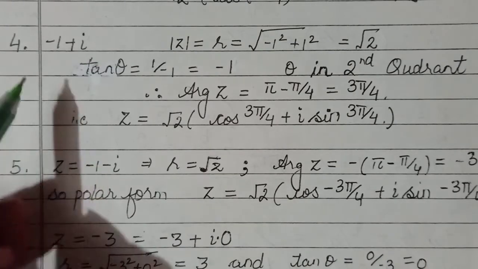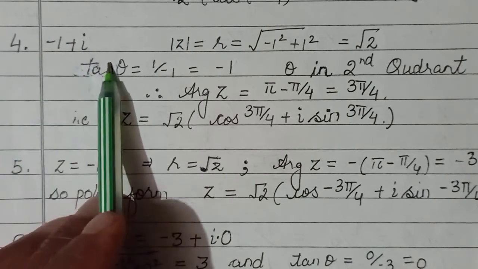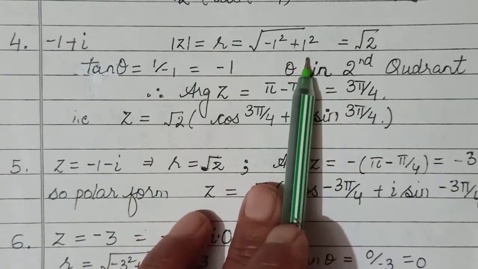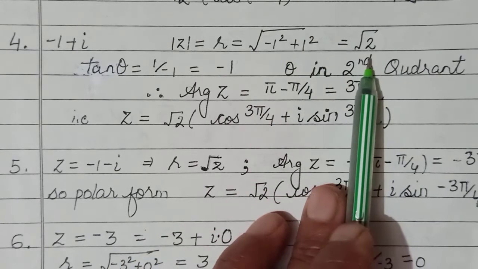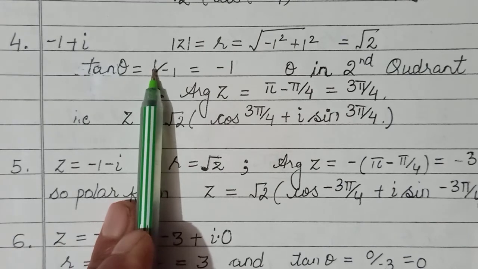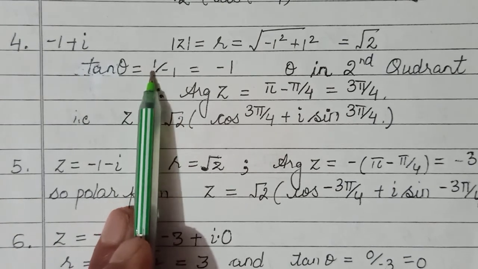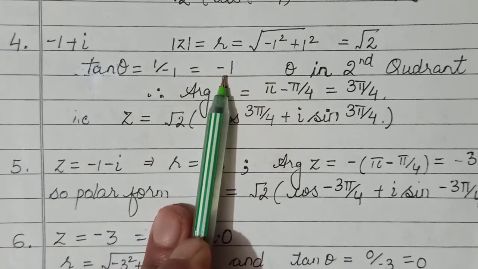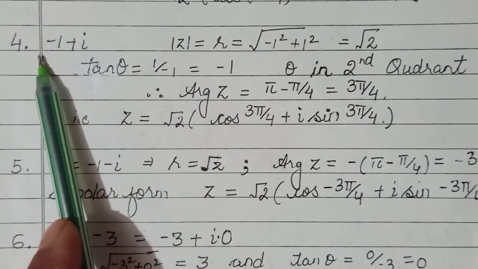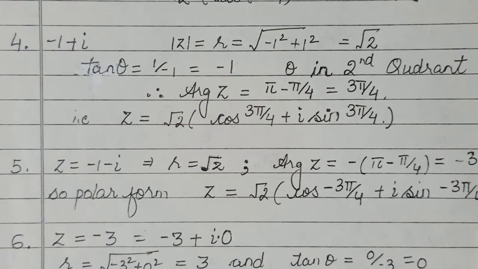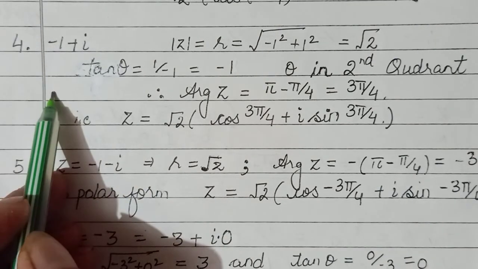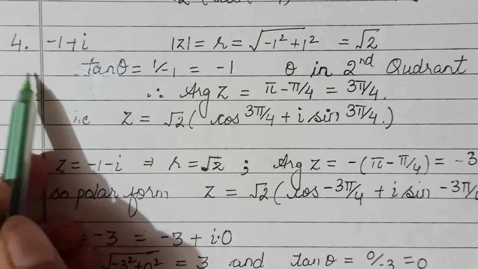See the next one, which is -1 plus i. So modulus of z, which is r, is the square root of real part square plus imaginary part square, which is again coming out to be √2. Tan of theta is imaginary part upon real part, which is again coming out to be -1, but the quadrant will be different because this time your real is negative. So real is negative and imaginary is positive.